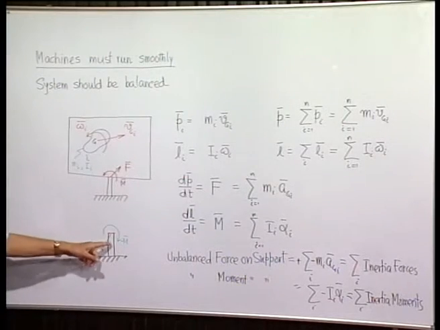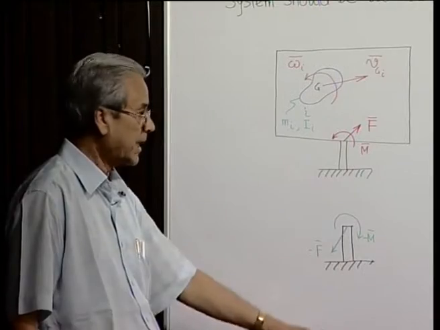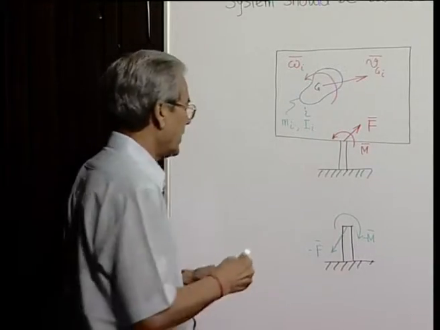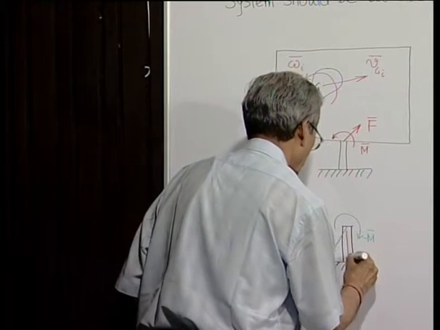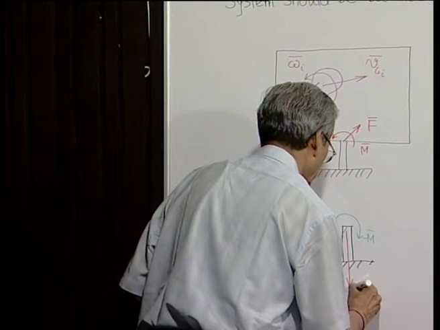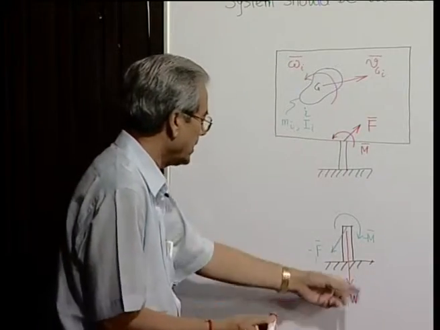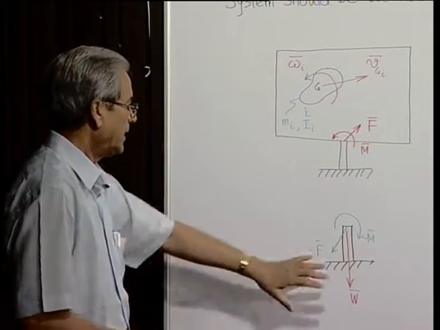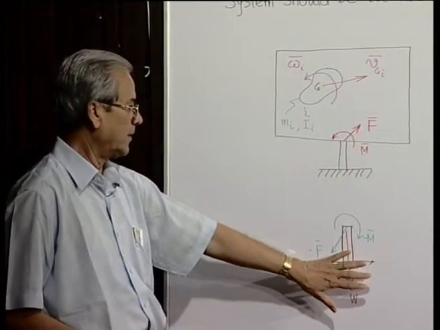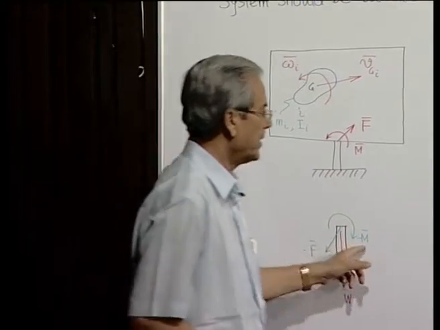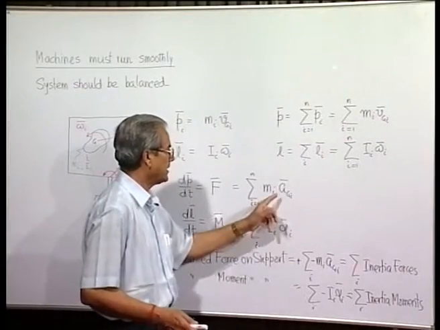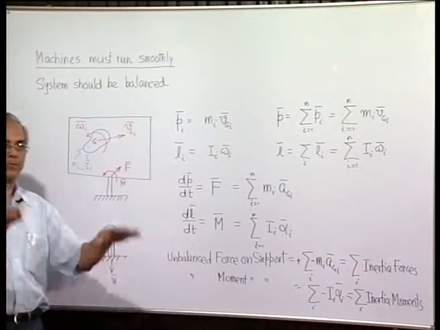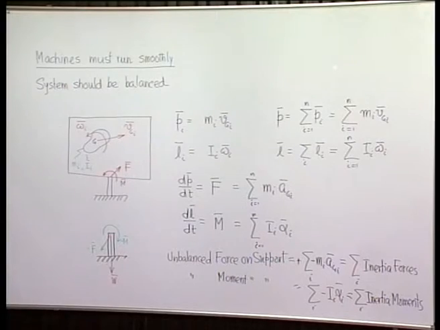Now, apart from these forces, there is of course one static force all the time acting, that I have not shown, but it will always be there. We should remember that, that is the weight of the whole thing. But this weight is a static force, it neither changes in direction nor in magnitude, and therefore we are not worried about that. But both this F and M will change continuously as these quantities a_Gi and alpha_i fluctuate with time, because the machine members run.